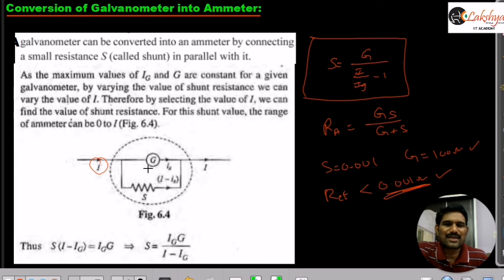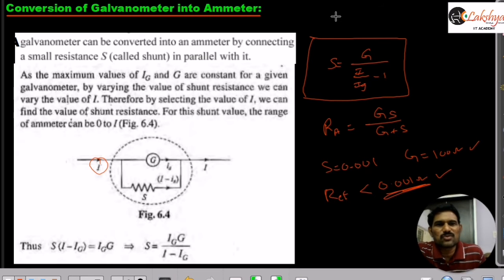Now, just connecting a resistance in parallel directly, as shown in the video, won't make it an ammeter. We need to calibrate the scale also, because previously it was in microamperes, and similarly now we need to convert, we need to calibrate that.